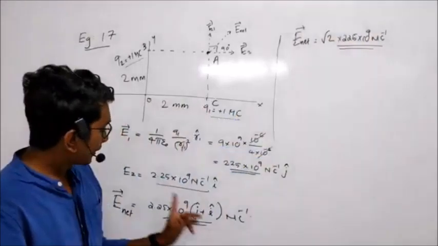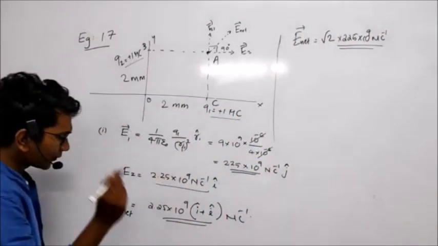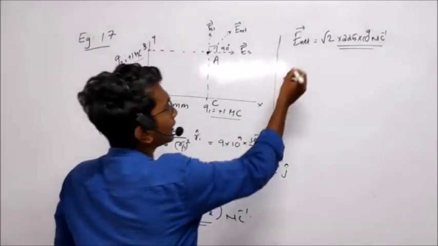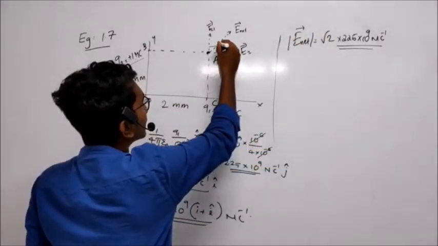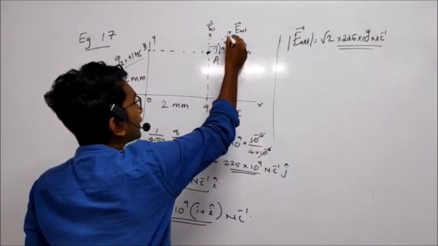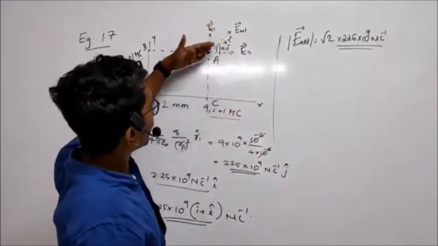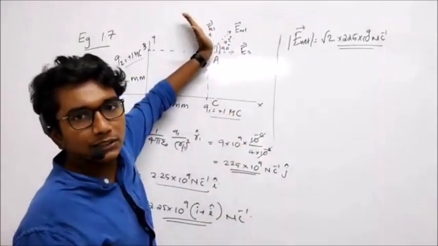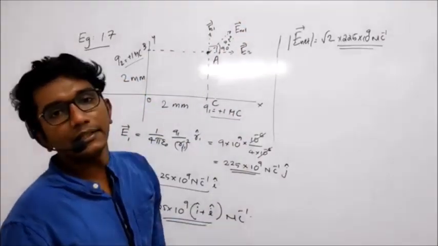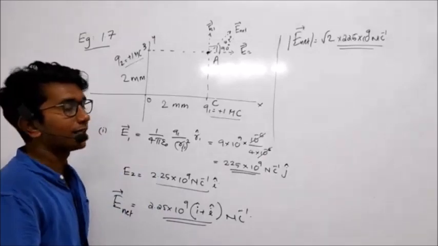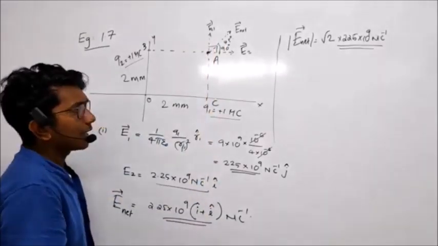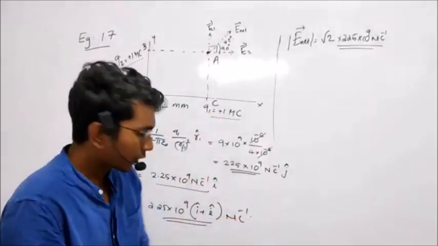Okay, net electric field. So by using vectors you can write this. This is the magnitude. What about the direction? The direction will be this one. How much will that be? 45 degrees. No doubt in that, because both are equal, so the angle will be 45 degrees. And if you have confusion, no problem at all.